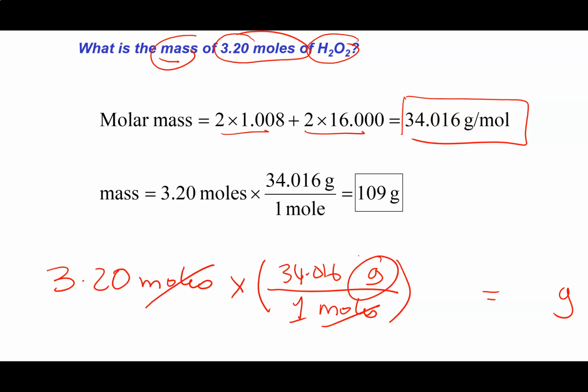Unless I enter it into the calculator wrong, I've probably got it right. Every mole is about 34 grams. I've got more than 3 moles, so I should have a number that's bigger than 100, right? Because 3 times 34 is going to give me like 103, right? So 3.2 times 34, there we go. It's 109. I'm feeling pretty good. Okay, little doubt that I got that wrong.